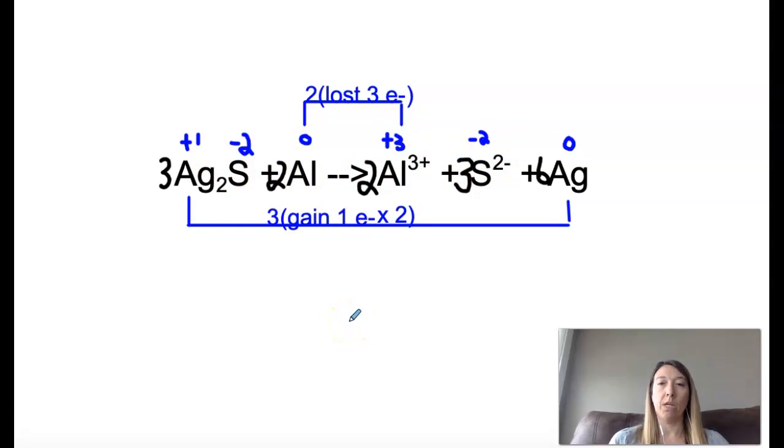We are balanced. Charge-wise, there's no charge on the Ag2S. There's no charge on the aluminum. So 0 charge on the left side. We look at the right side, 2 times plus 3, so we have plus 6. 3 times -2, -6. This has no charge, so plus 6 minus 6 is 0. So this is balanced on both the charge front and the atom front. Do a quick check to make sure it can't be reduced. It can't. And so that's how you would do that question.